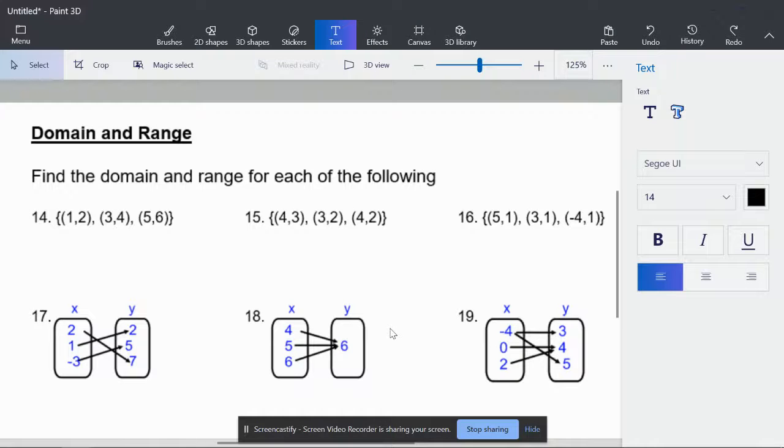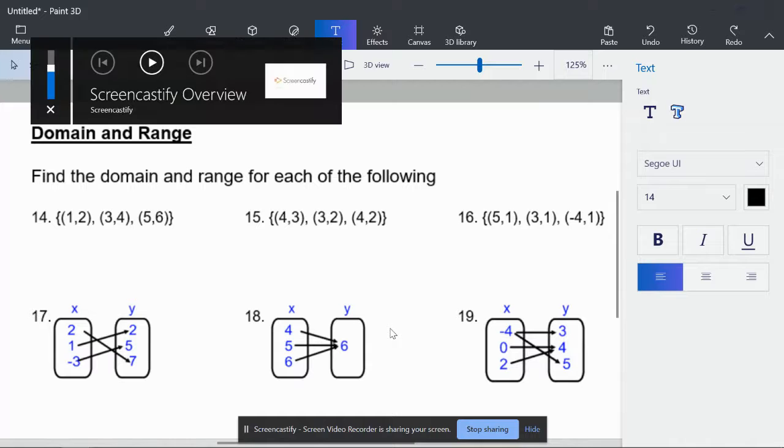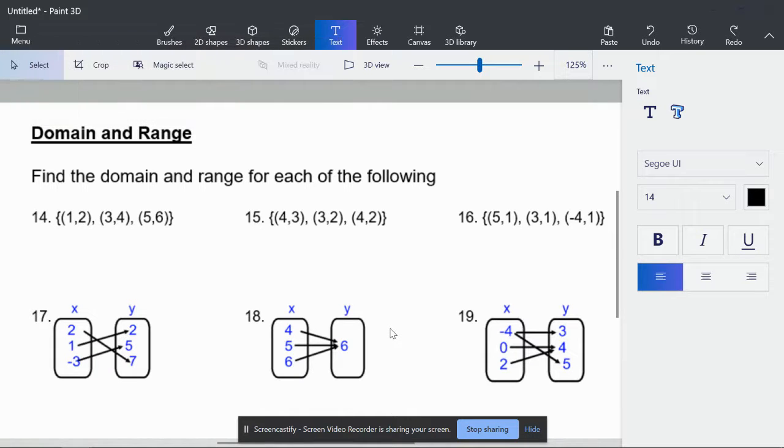Okay, so today what I want you guys to work on is thinking about how we find the domain and range of a set of ordered pairs, a set of points like you see here, or from a mapping diagram, which is what this thing is called, where you've got these two ovals, your x's, another oval, and your y's. So the first thing we're going to look at is when you have a set of ordered pairs like this.